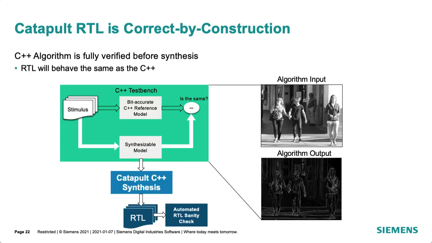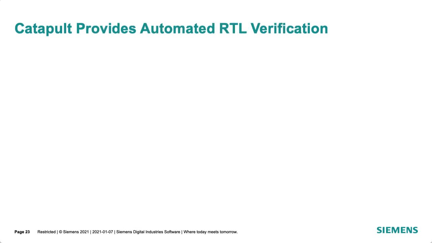We had mentioned before that Catapult RTL is correct by construction. What this means is that if the C++ algorithm is fully verified before synthesis, the RTL will behave the same as the C++. So if a designer does a good job of verifying the C code, no RTL debug will be required.